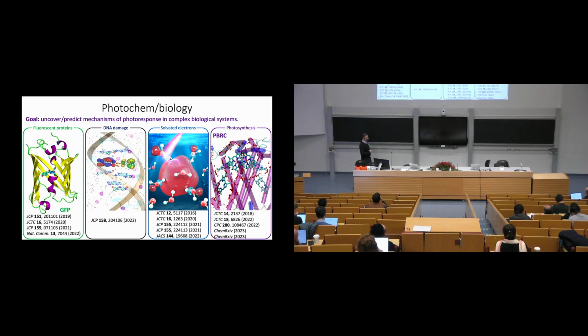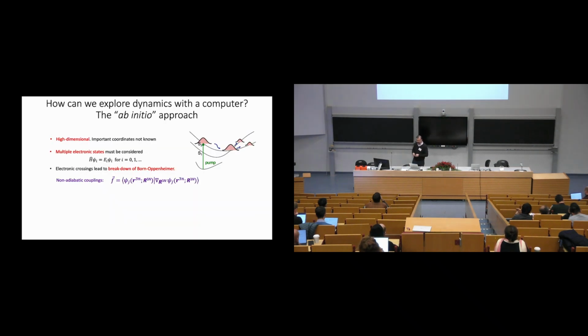And in all of these systems, we are interested in being able to predict what happens after the absorption of light, which means that we need to understand the key potential energy surfaces. We've heard about this already this morning. The challenge, of course, in photochemistry is we need to consider multiple electronic states. And we also have to deal with the breakdown of the Born-Oppenheimer approximation. The electronic states will be coupled through motions of the nuclei through the non-adiabatic couplings.